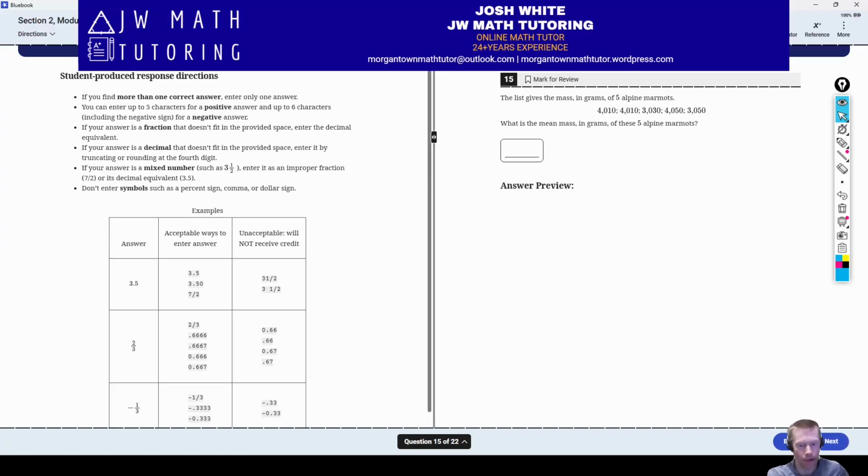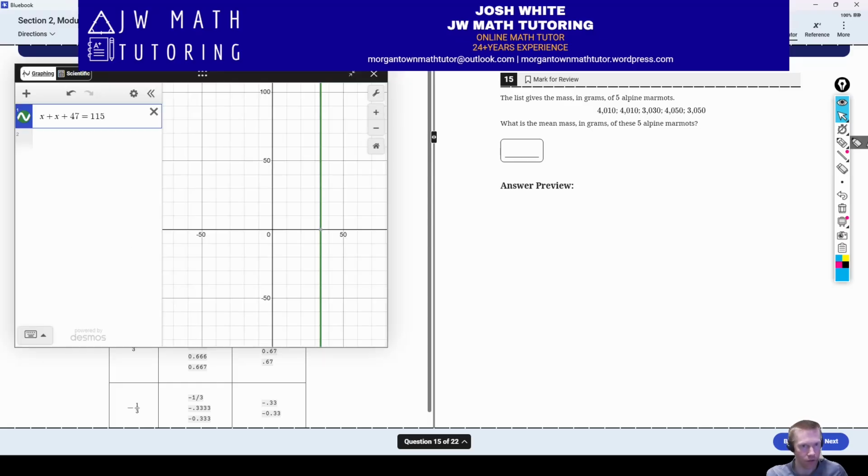Next, here you have a data set with 5 masses, and it wants to know what is the mean of these. Well, we're just going to go straight to Desmos. We're not going to bother trying to add these up by hand. We're just going to type mean and then put in the 5 values, with a comma.